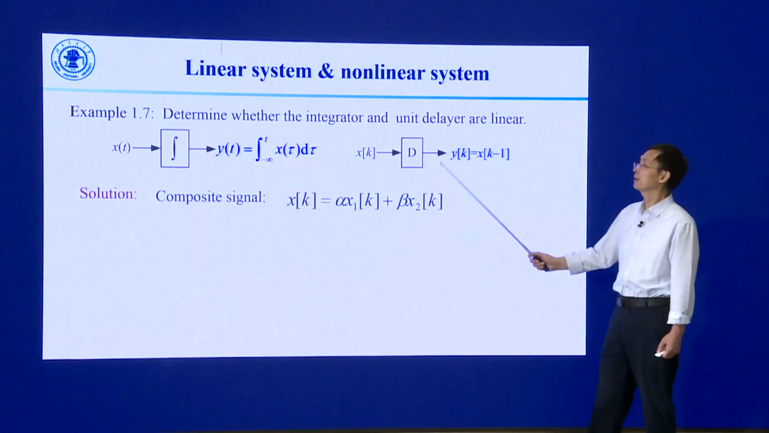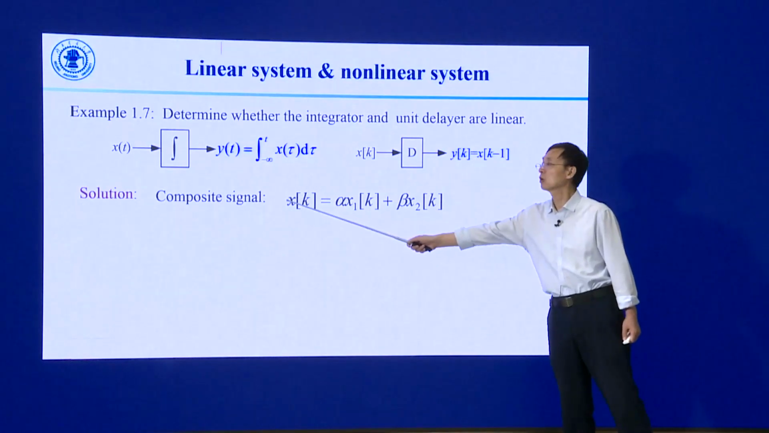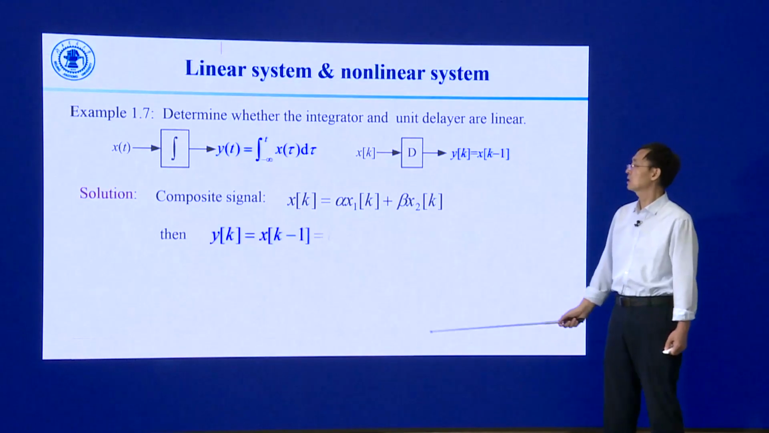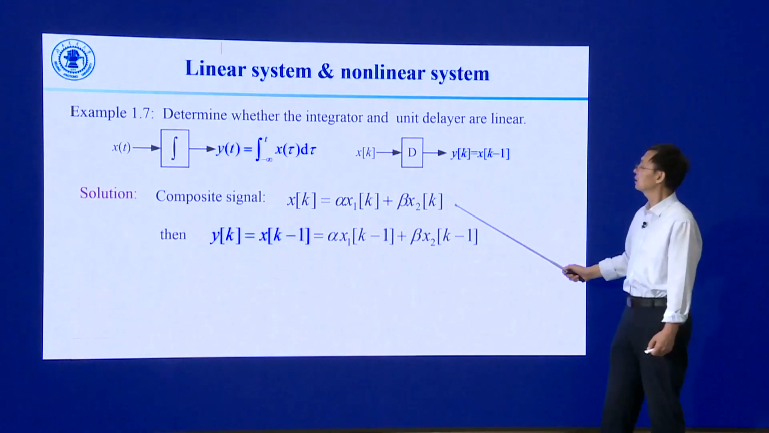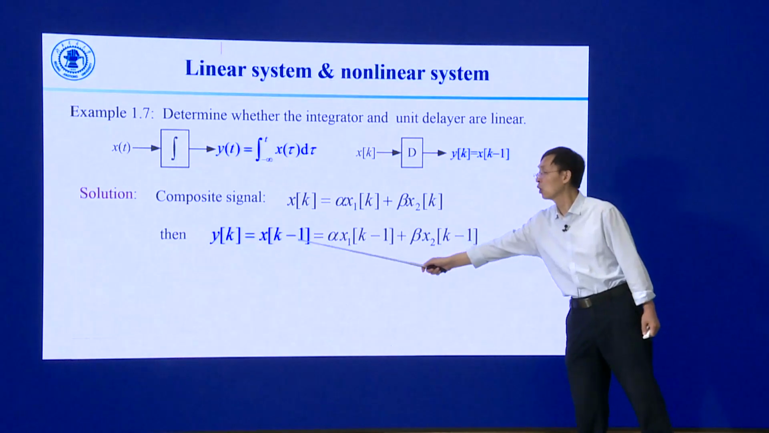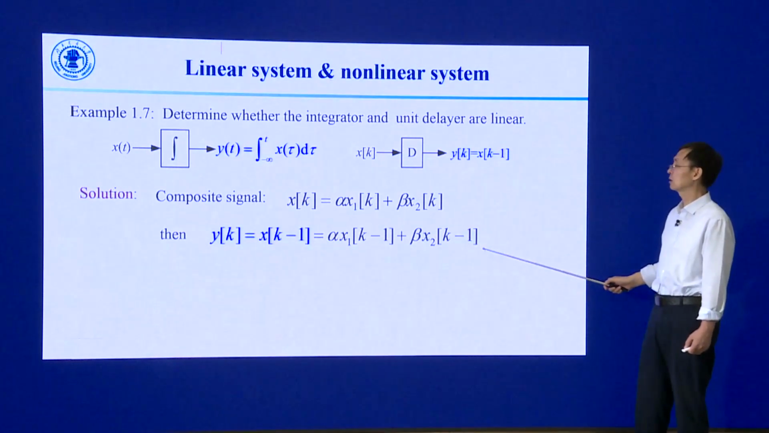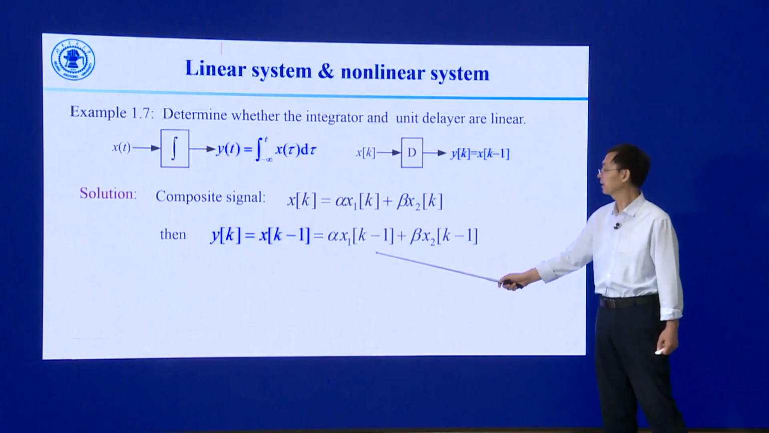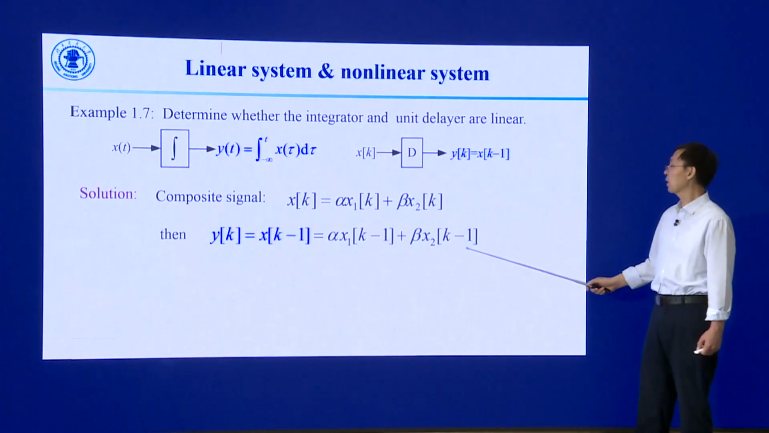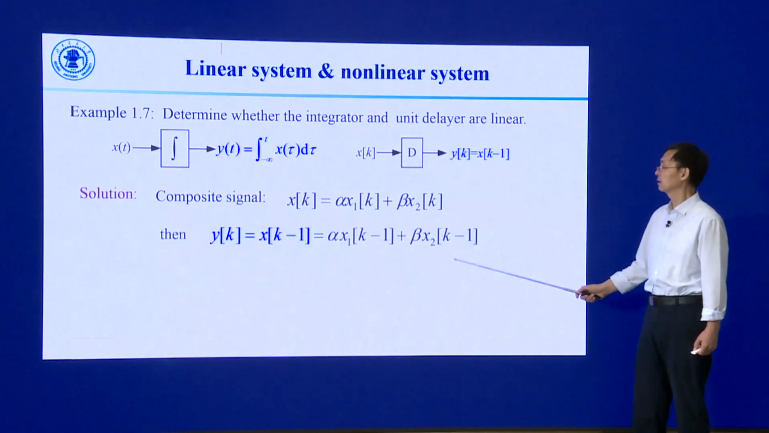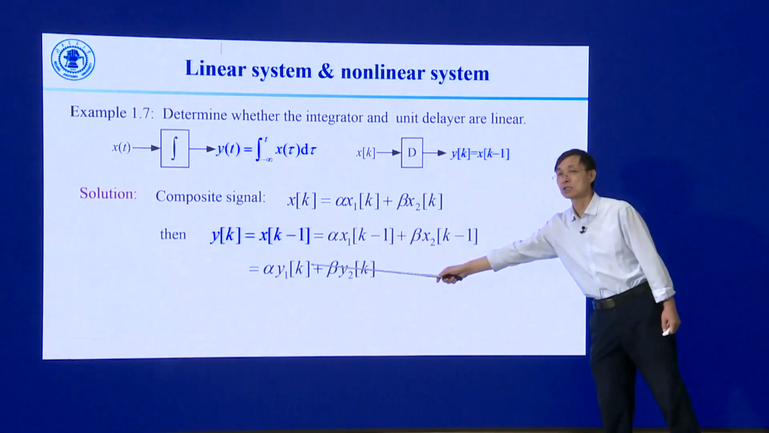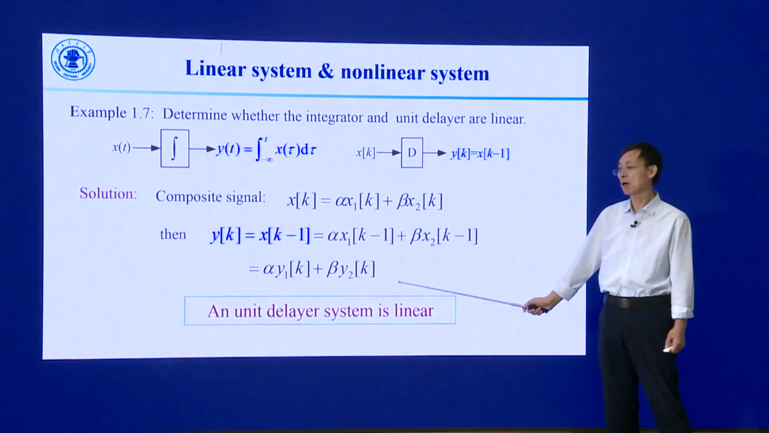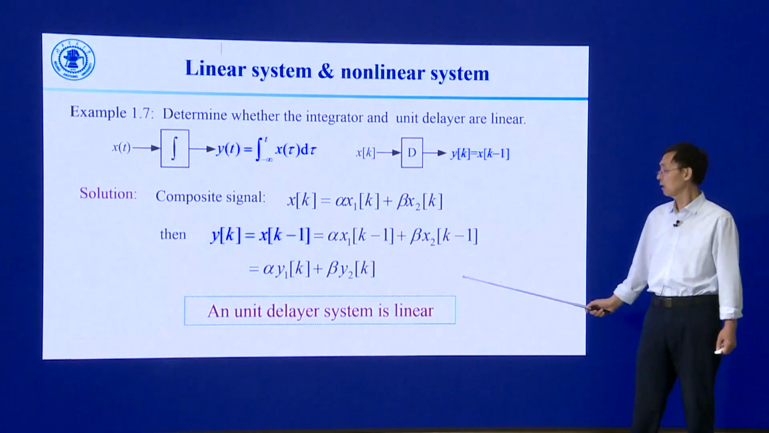Similarly, we can have this composite signal x(k). Substitute this signal into this equation, we can get this result. This part corresponds to y1(k), this part corresponds to y2(k). We can get this result. So the unit delayer system is linear.